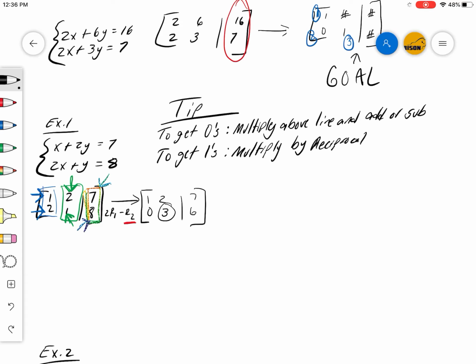Okay, so to get zeros, you're going to multiply the above line by something and either add or subtract. To get ones, all you have to do is multiply by the reciprocal. So if I wanted that 3 to be a 1, I could multiply it by 1/3. So my row operation is going to be 1/3 row 2.